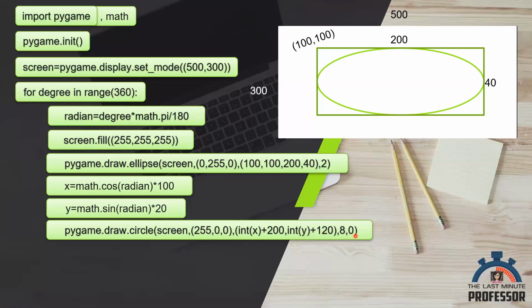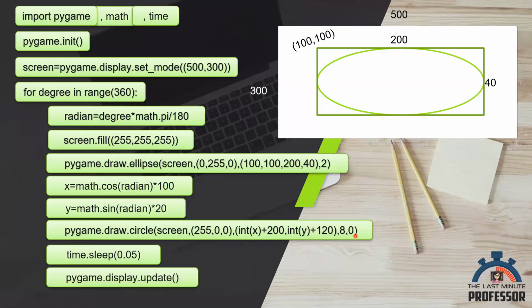Let us wait and show the screen for some time using sleep function of the time module. Else what will happen, that planet will be running very fast. So I'm using time.sleep and I'm importing the module. Update and display the screen. Once the planet completes its movement in the orbit, let us exit using pygame.quit.